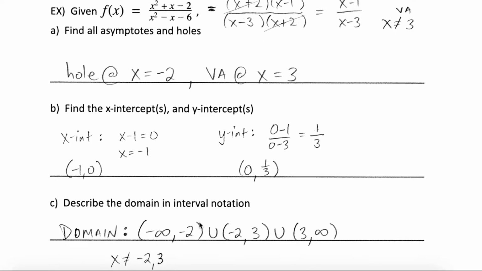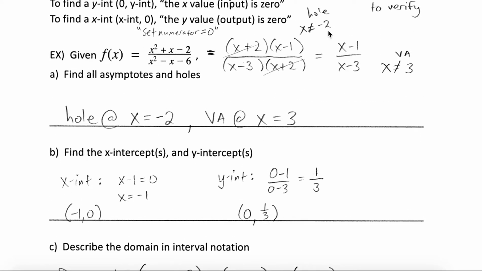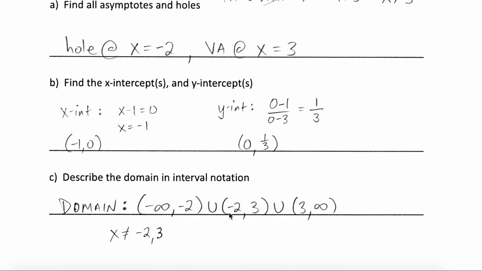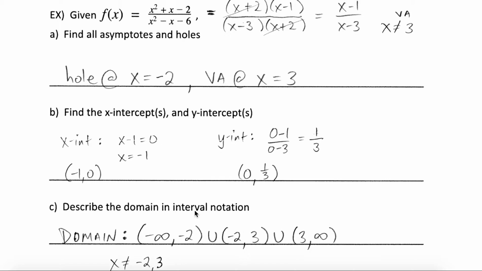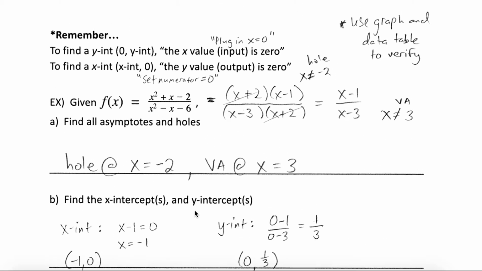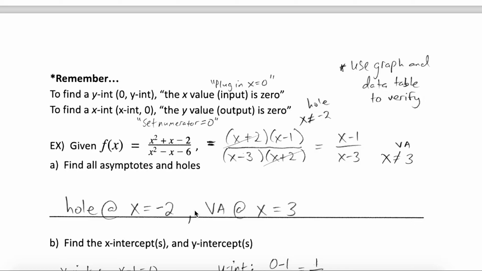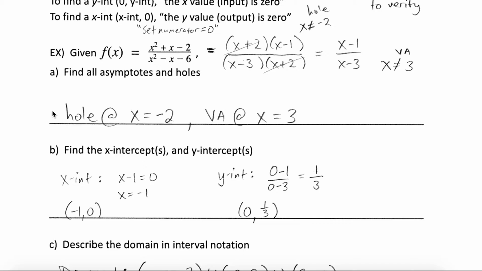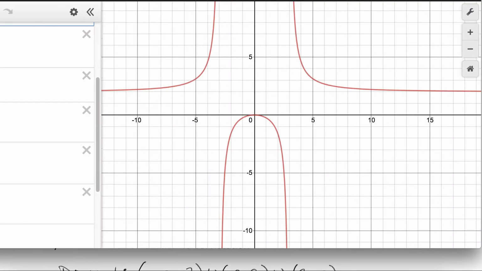We know now our restrictions in our domain. We can't have x values that are negative 2 or 3, but we can have all other real numbers. So describing that in interval notation, everything negative up to negative 2, not including negative 2, everything in between negative 2 and 3, and then everything greater than 3. All right, so a lot going on there. Those are rational functions and their discontinuities, specifically asymptotes and holes. We can take a look at this graph real quick just to finish it off and check our work.